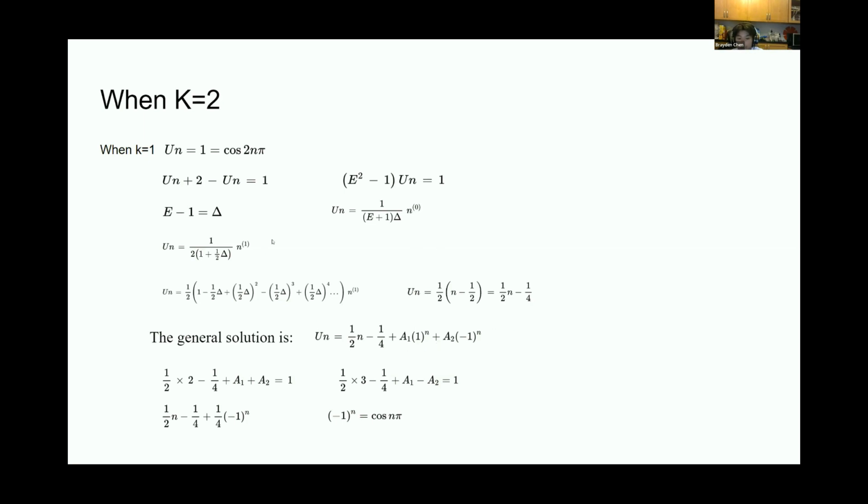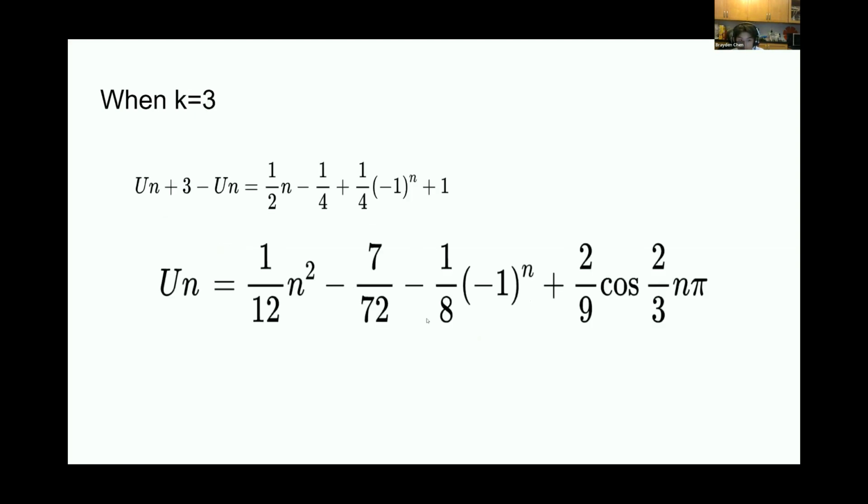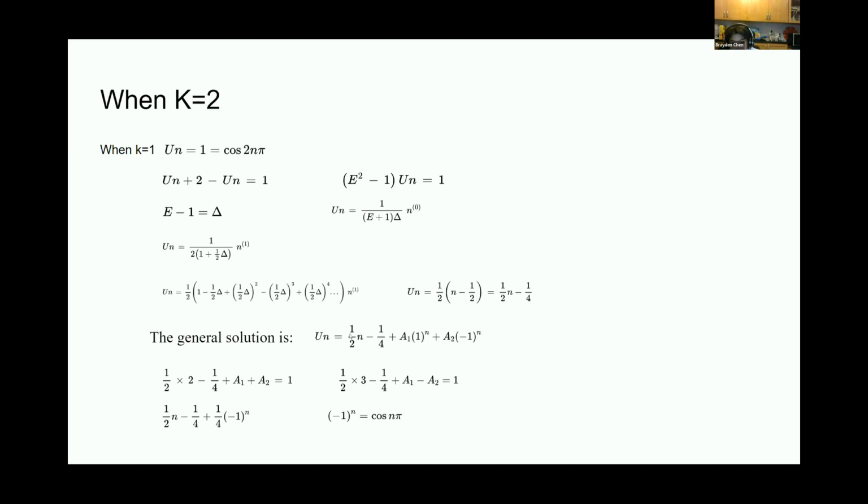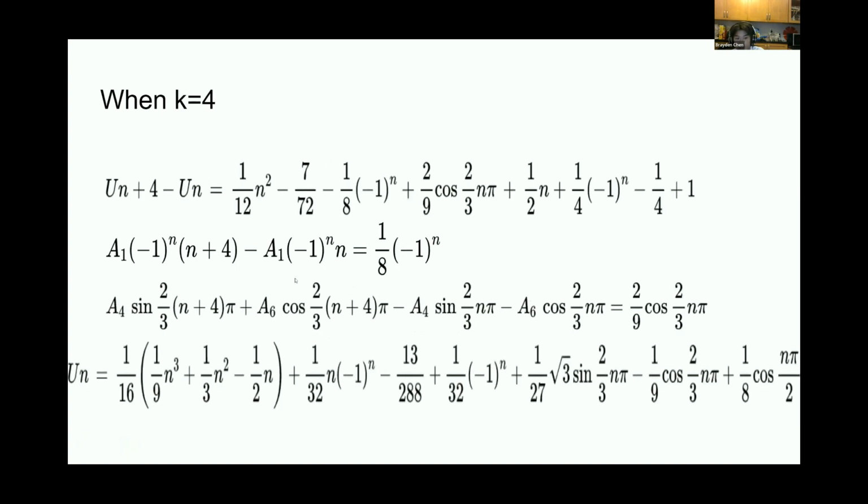So if you solve the equation, you can find that u_n equals half of n minus a fourth plus a1 to the n plus a2 negative 1 to the n. So what this means is that you take half of n, and if n is an odd number, you take half off.